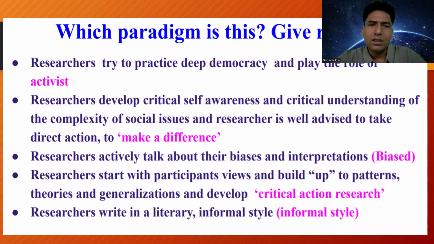Now, see, researchers try to practice deep democracy and play the role of activist. And researchers develop critical self-awareness and a critical understanding of the complexity of social issues. And researcher is well advised to take direct action to make a difference. Researchers actively talk about their biases and interpretation. Biased researchers start with participants' views and build up to patterns, theories, and generalization and develop critical action research. Researchers write in a literary informal style. So now tell me, which paradigm is this?